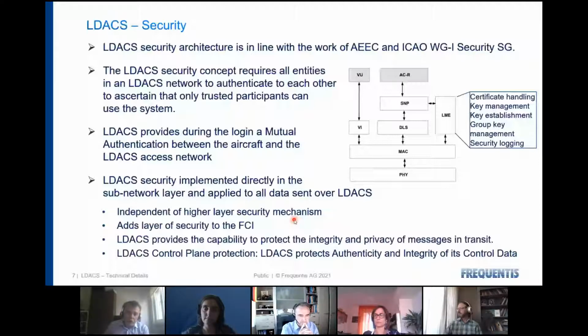And on the control plane, it also protects the authenticity and integrity of the control data. That means control data that needs to be exchanged between the aircraft and the LDACS ground station for resource allocation, for example, in the dedicated channel or in the common control channel. Here on the picture on the right, you see the figure with all the additional security functions that need to be done in order to provide these capabilities. I want to highlight here the group key management, which is needed to support the integrity and privacy of the control plane.